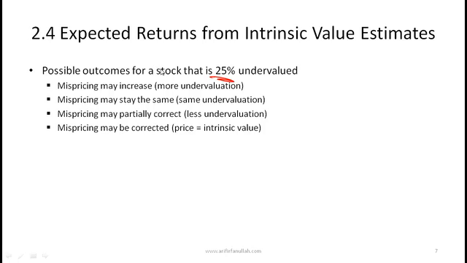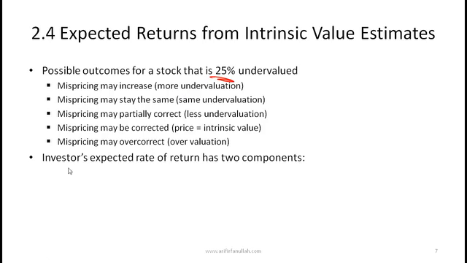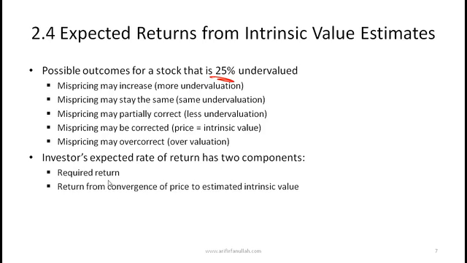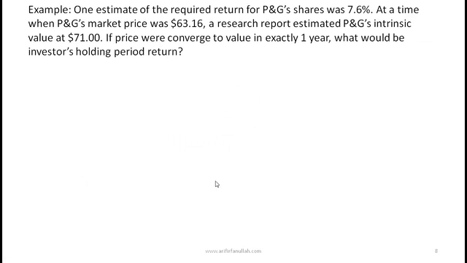So will you have a positive return? No. The mispricing may stay the same. Sometimes mispricing stays in the market for a long time. Mispricing may partially correct, which will be good for you, or it may completely correct, which would be even better, or it may overcorrect. So the point is, just because there is a mispricing or a perceived mispricing, there is no guarantee that you will make money. Investors' expected rate of return has two components. One is the required return, and the other is the return from the convergence of price to the estimated intrinsic value.